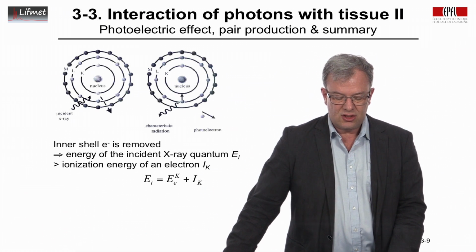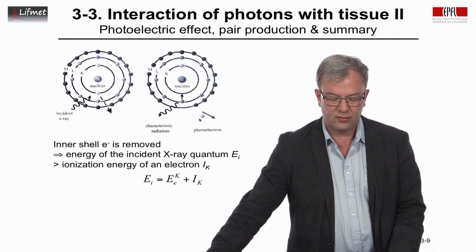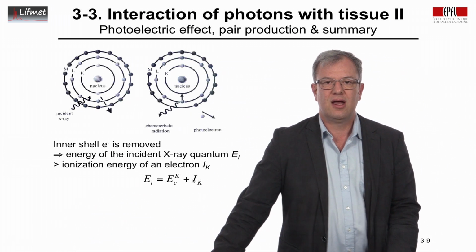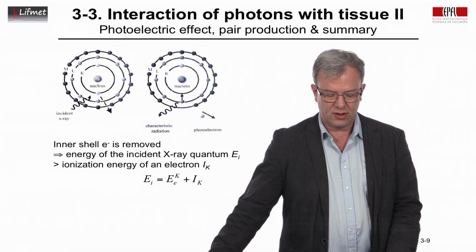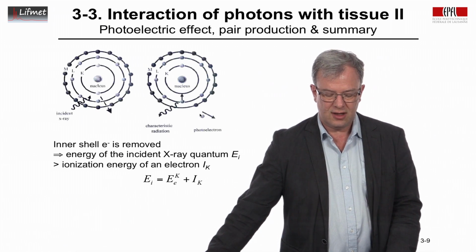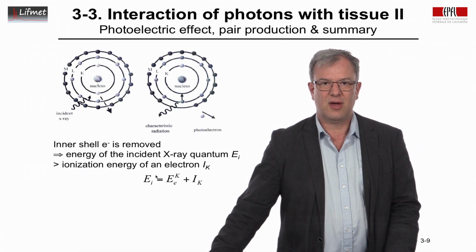So the incident energy should be equal to the energy of the electron afterwards, the photoelectron, plus the binding energy of the electron that it has displaced. That means, in other words, the energy of the photoelectron, this guy here, is equal to the incident photon energy minus the binding energy.